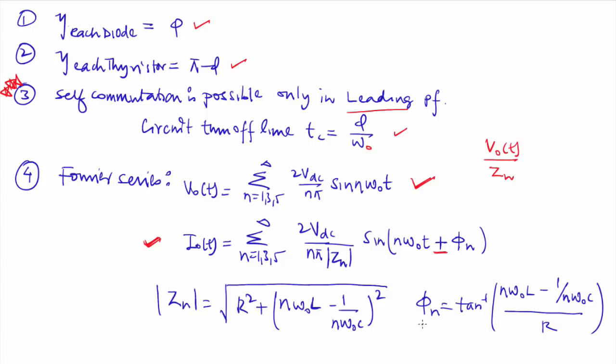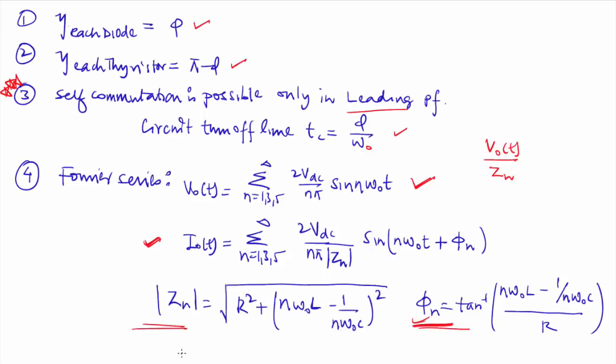If the value of phi n you get is negative, then it will be minus, that means it is lagging in nature. If the value of phi n is positive, then it will be leading in nature. So I am taking plus by default. You will get the answer in negative or positive by finding the value of phi n using this formula.